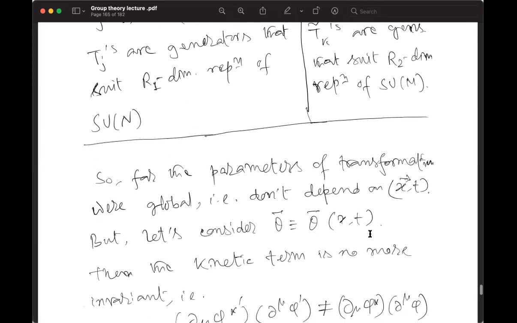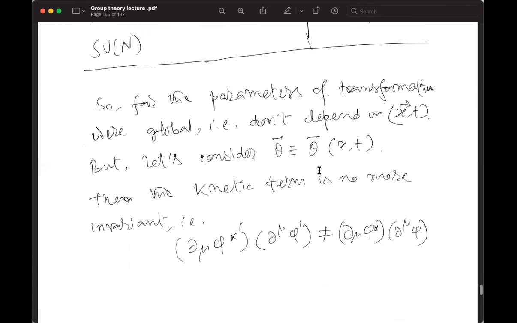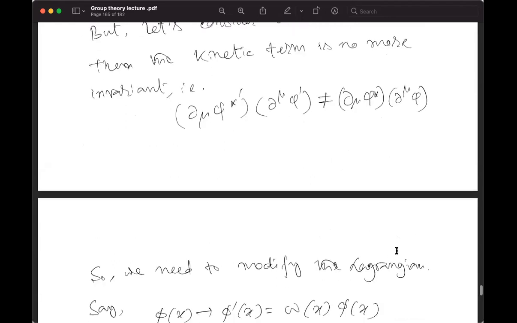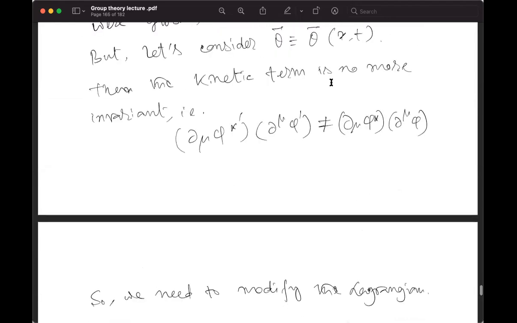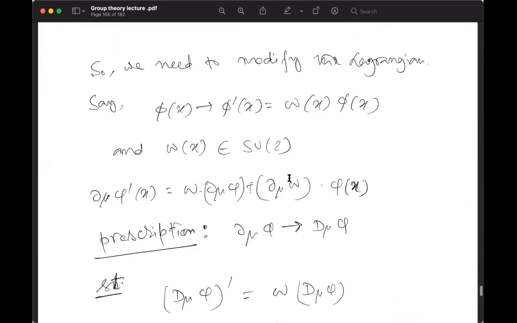The parameter transformations are global, that is, they do not depend on x and t. But let's consider theta as theta of x. Then the kinetic term is no longer invariant: ∂_μ phi'* ∂^μ phi' is not equal to ∂_μ phi* ∂^μ phi, because once the derivative acts on the parameters, ∂_μ theta will not cancel. So we need to modify the Lagrangian. For example, let phi'(x) equal Omega(x) phi(x), with Omega(x) belonging to SU(2). Then ∂_μ phi'(x) will be Omega ∂_μ phi plus ∂_μ Omega phi.